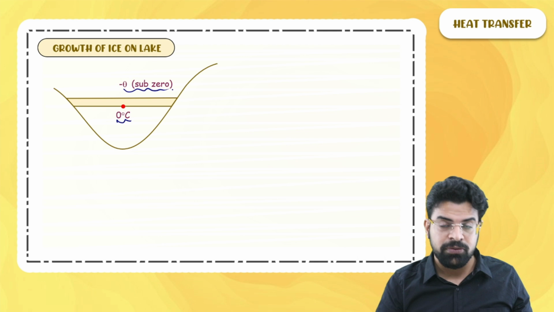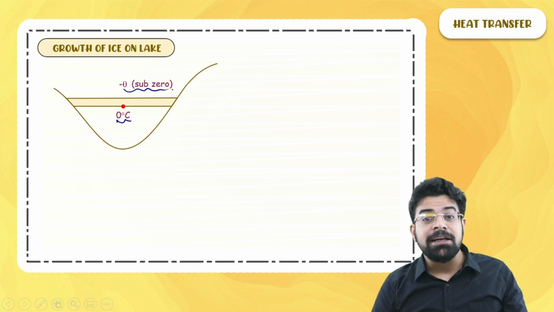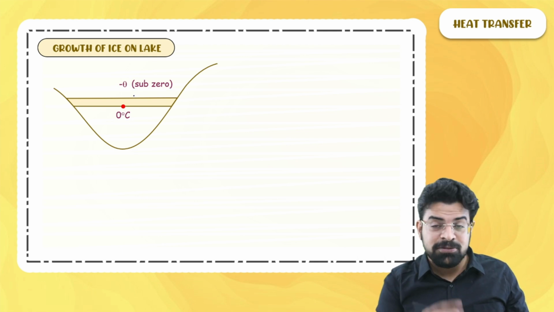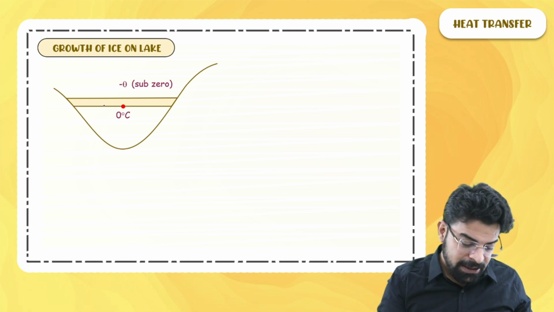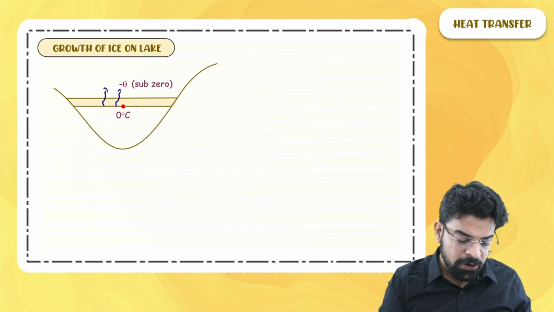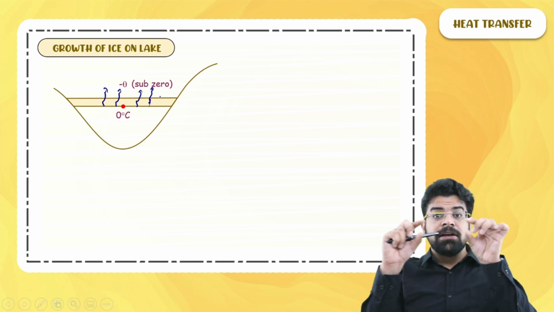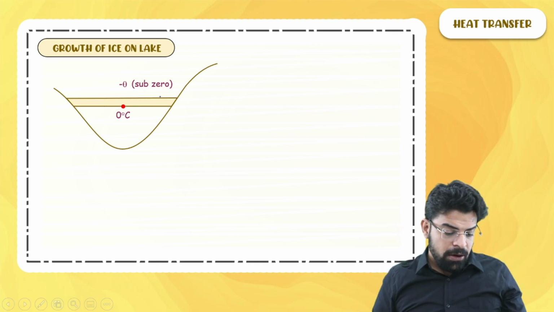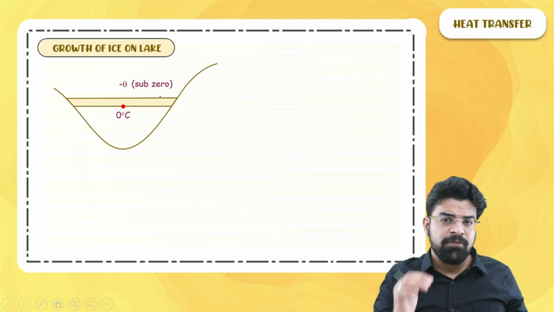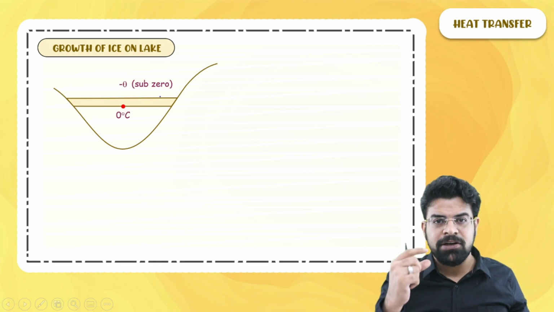So where do you have higher temperature? Sir, 0 is more than sub-zero. Hence, the heat will flow from the ice-water interface into the surroundings. This heat will flow through the thickness of ice. Now, how much time will it take for the growth of ice? That's what we need to derive here.